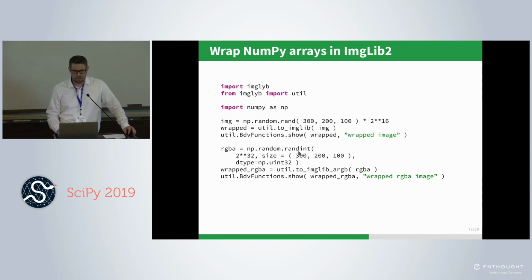In a similar way, we create an ARGB image. It's probably a little different than what you're used to, because in the NumPy or SciPy world, ARGB images are usually channel images. And in ImageLib 2, ARGB images are scalar images with a 32-bit integer that maps into four 8-bit channels. And we can use a special method to wrap an ARGB image.